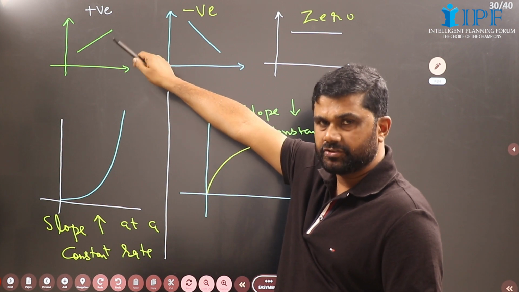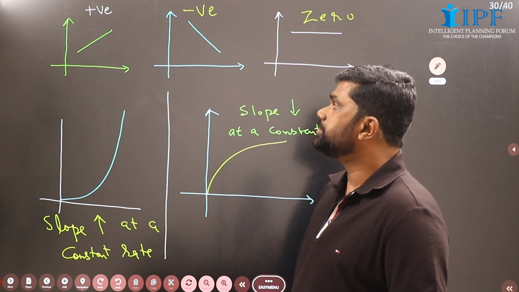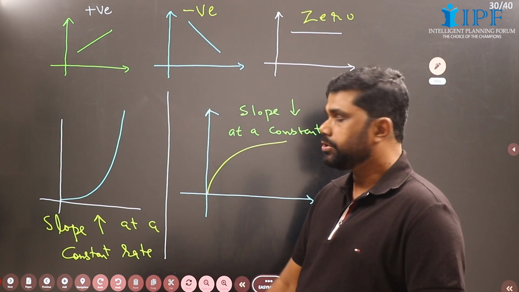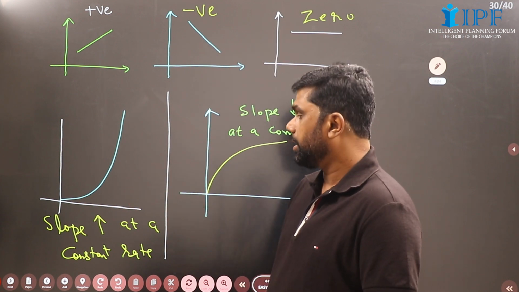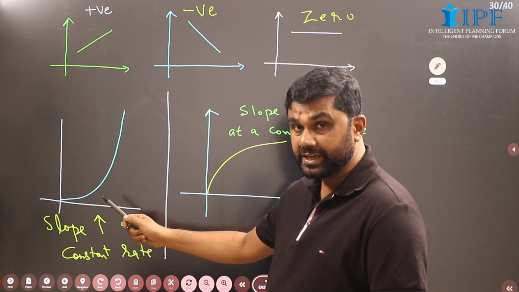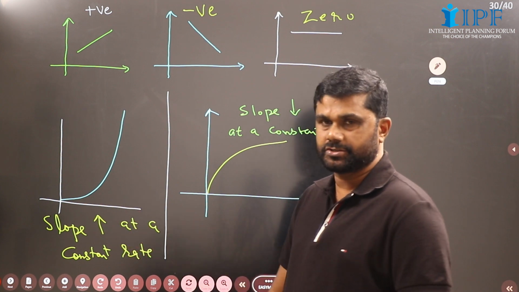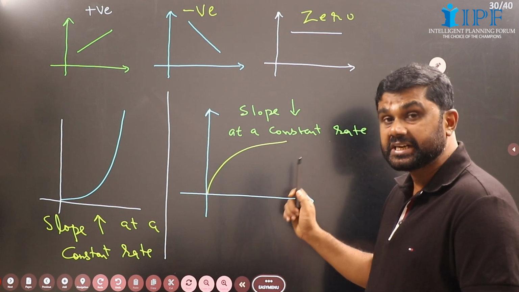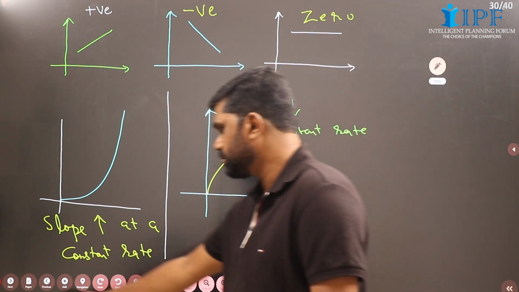All straight lines are with a constant slope, and this is positive. Here the slope is negative, here the slope is 0. Okay, this is a parabola. Here the slope increases at a constant rate. Okay, this is also a parabola. Here the slope decreases at a constant rate.